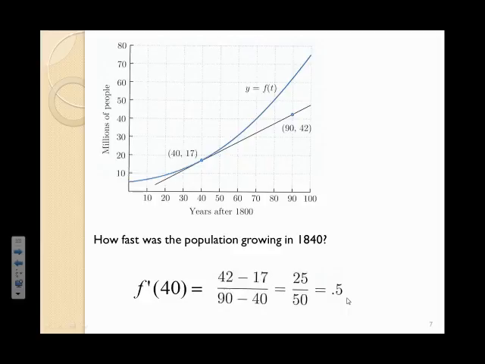Again, whenever we have a rate, some kind of time is always involved. In this case, it's the number of people per year, or number of people divided by the number of years. And so that works out to be 500,000. 0.5 million, 500,000 people per year is the instantaneous growth rate in 1840.